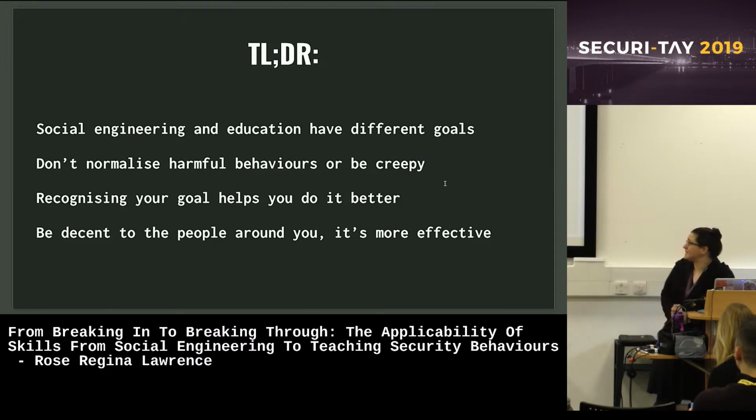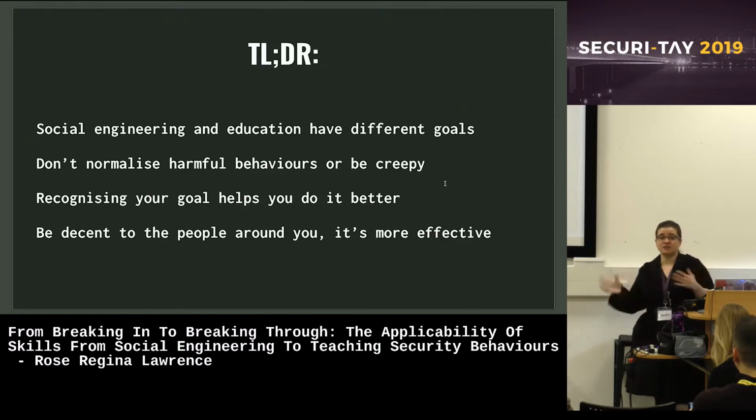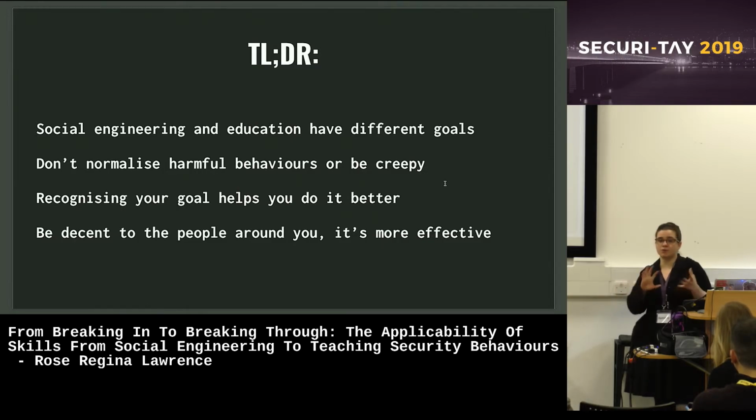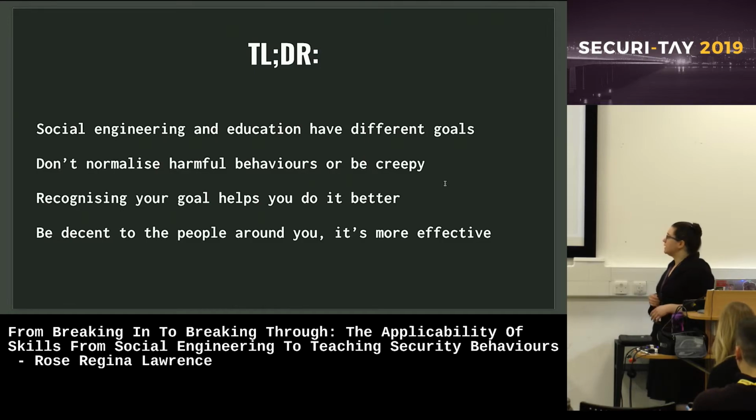So basically, social engineering and education, different goals. Don't normalize bad stuff. Don't be creepy. It really helps when you know what you're trying to do. So even if it's just writing down point by point what your goals are, what kind of things you want to cover, what success looks like for you, what success might look like for them, all of that can help you put together something that's more likely to actually work.